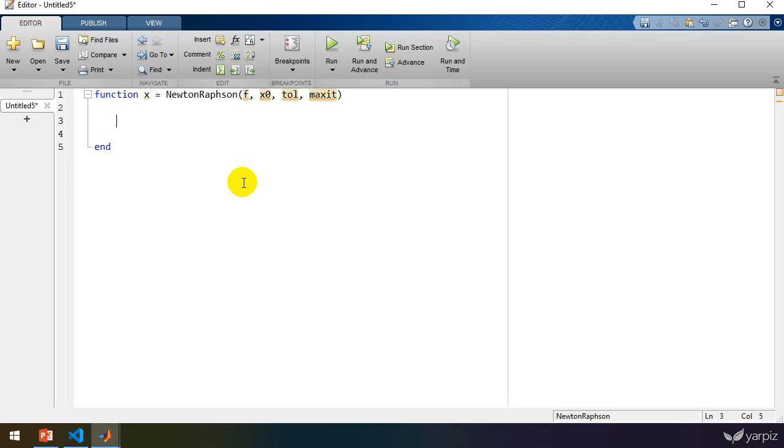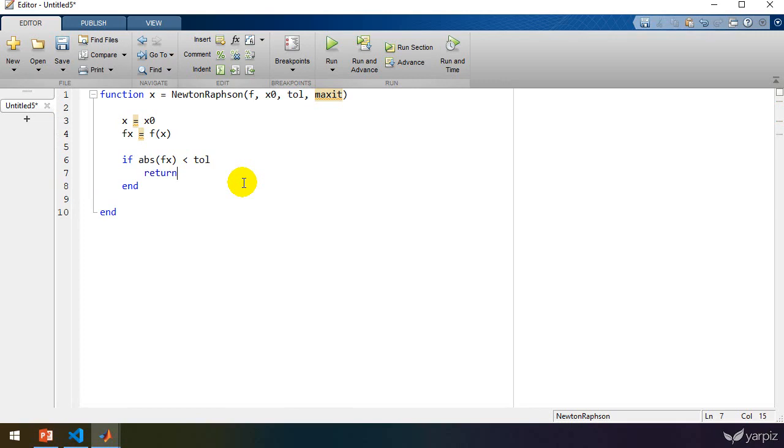And first we evaluate the solution x equals x0 and fx equals the function value at this point, and if the absolute value of fx is less than tolerance, then we must return, because we use the same variable name here, and we can return, and x is already set, and we have to include semicolons here. And also I'm going to create a for loop for it equal to 1 up to max it.